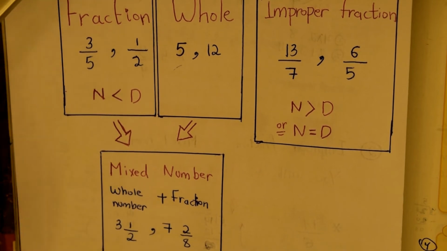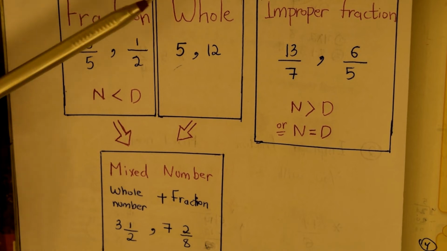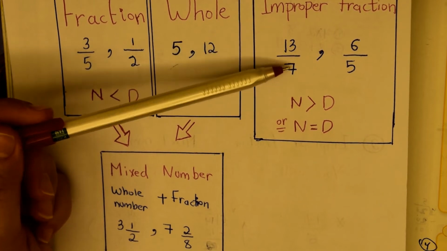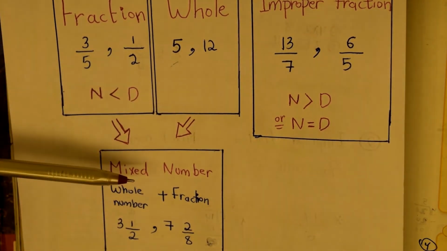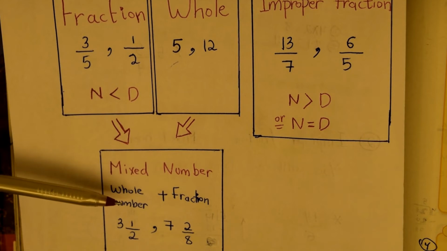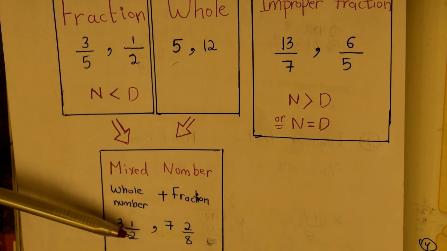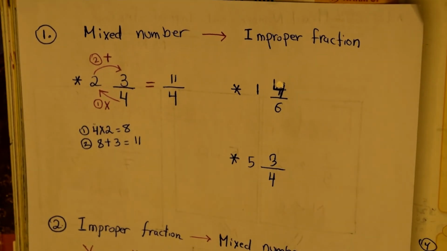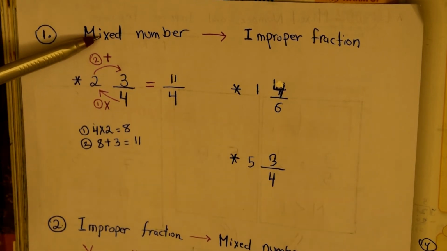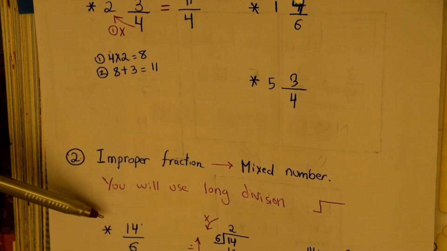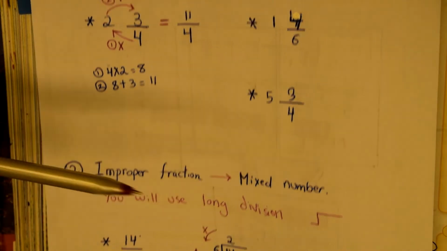So today's lesson is about mixed numbers and improper fractions. An improper fraction is a fraction that has its numerator greater than the denominator, and a mixed number is a number that has a whole and a fraction, like 3 is the whole and half is the fraction. In this lesson, we will learn how to transfer between mixed number and improper fraction. For number 1, if I am given the mixed number and I have to find the improper fraction, and for number 2, if I'm given the improper fraction and I have to find the mixed number.